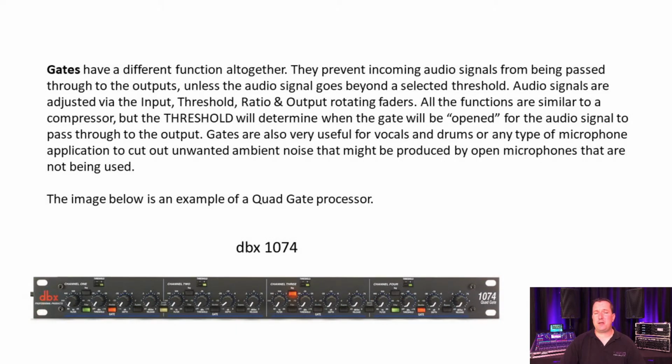Gates have a different function altogether. They prevent incoming audio signals from being passed through to the outputs, unless the audio signal goes beyond the selected threshold. Audio signals are adjusted via the input, threshold, ratio, and output rotating faders. All the functions are similar to a compressor, but the threshold will determine when the gate will be opened for the audio signal to pass through to the output.